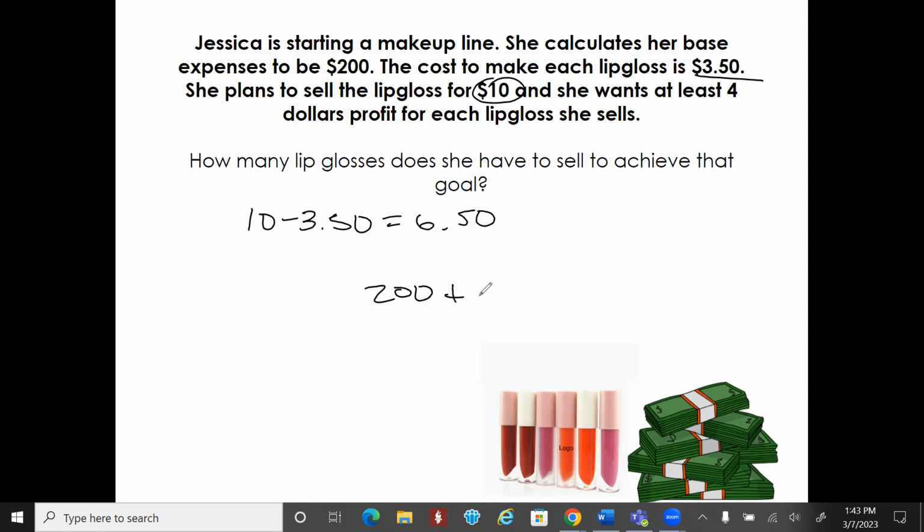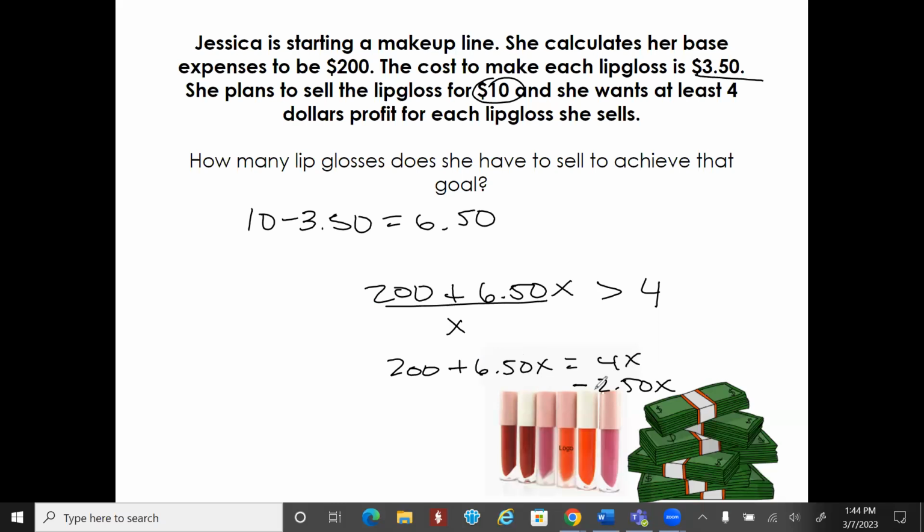But if you did $200 plus $6.50x, divided by x, and you want it to be at least $4 in profit, this is the equation that we would use. Okay, let's see if this works. Let's see if this will give us something worthwhile. Let's multiply, and so that's going to give me 200 plus 6.50x is equal to 4x. If we subtract, that's going to give us negative 2.50x is equal to 200. And then if we take 200 and divide it by... Hold on, wait. Where do we get the 2.50? 4 minus 6.5.